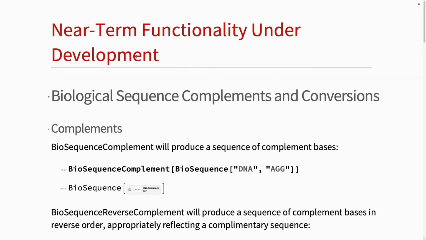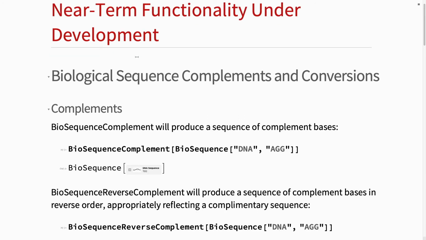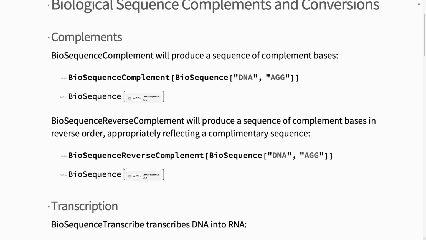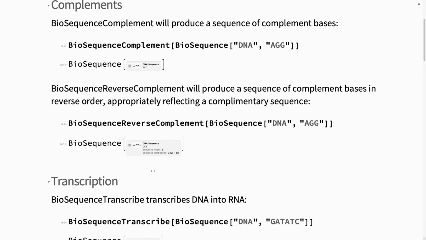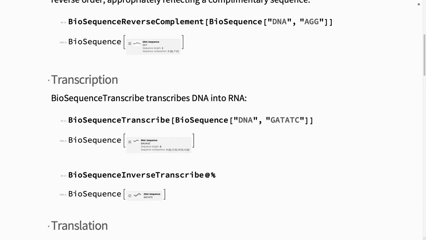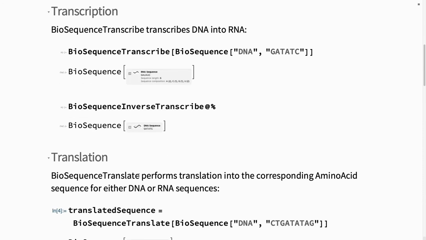Now moving on to complements and conversions. Earlier we saw that the DNA strand was two-sided. When you look at the other side, you get the complement. So here AGG translated to TCC. Biologically, they're often actually read in the reverse order, so we also provide this reverse complement here. Transcribe converts the DNA into RNA, and inverse transcribe will convert it back.